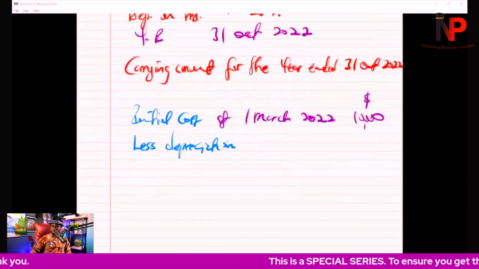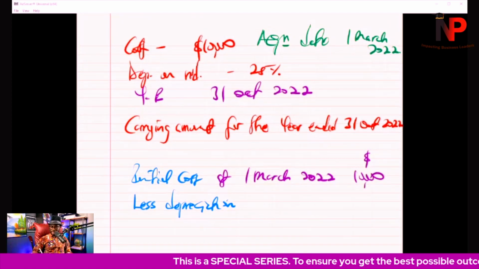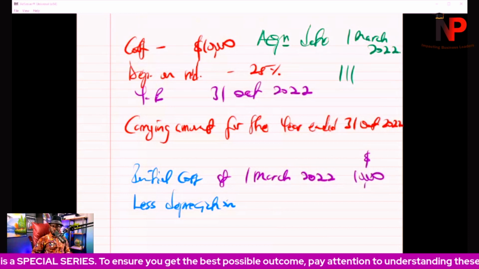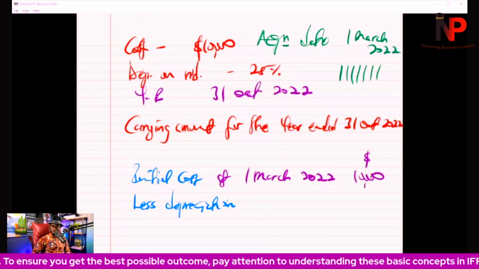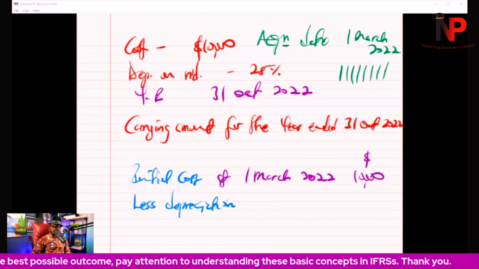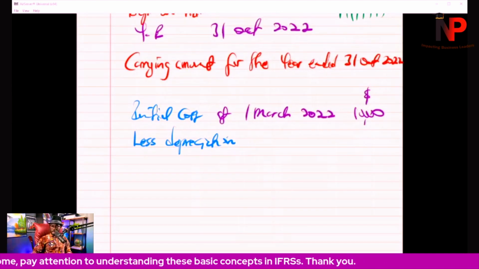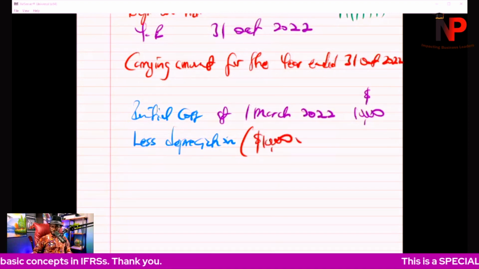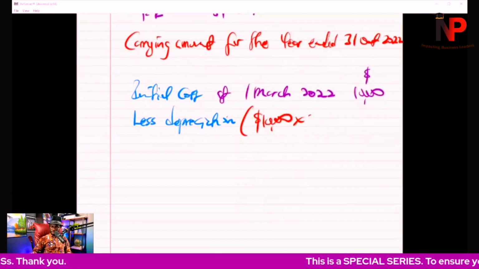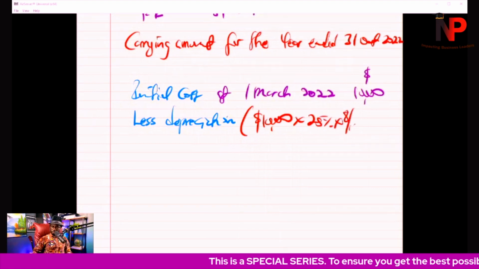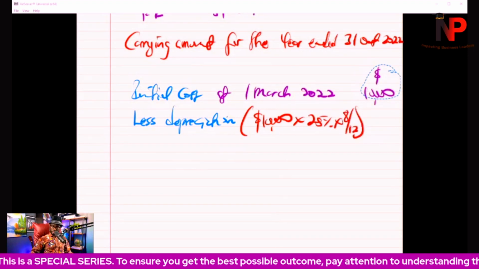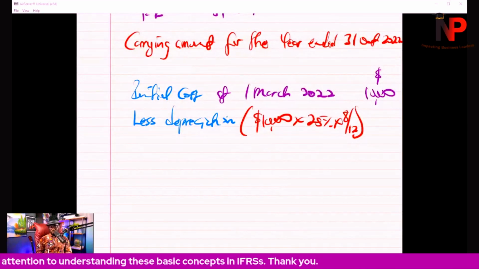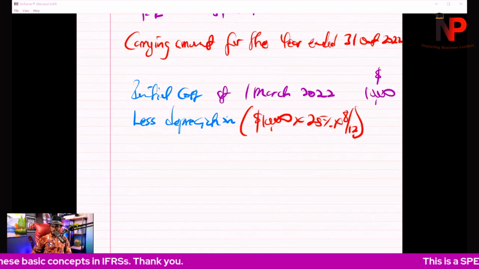So if the asset was bought on 1st March, and our year end is 31st October: March, April, May, June, July, August, September, October. 1, 2, 3, 4, 5, 6, 7, 8 months. So our depreciation for the year is going to be $10,000 times the percentage of depreciation, which is 25%, times 8 over 12. So let's punch that out and see what we are going to have. 10,000 times 0.25 times 8 over 12. And I'm getting maybe 1,667.